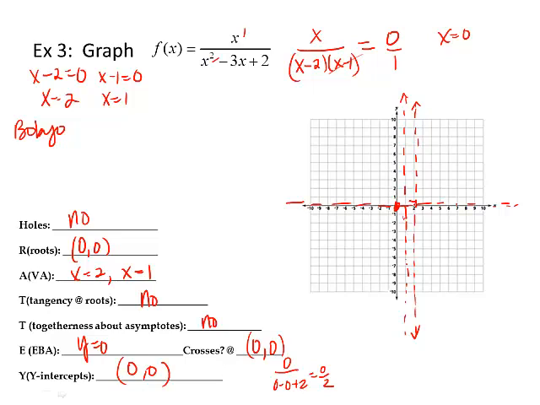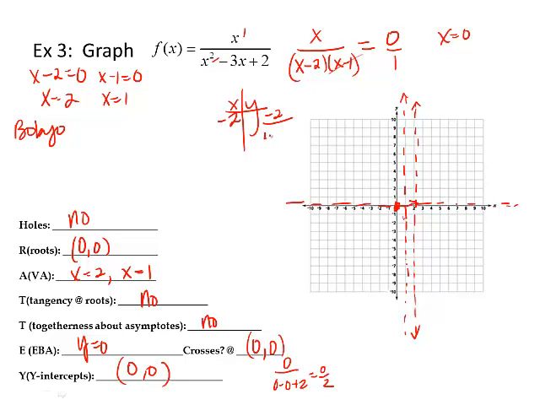Alrighty. And I know that it crosses the end behavior right here. And my y-intercept is right here. So I kind of need to know what's going on over here. So I'm going to set up a t-table just to get an idea. If I make x negative 2, for instance, let's just see. That would make negative 2 on the top.